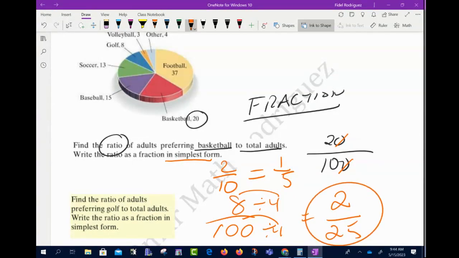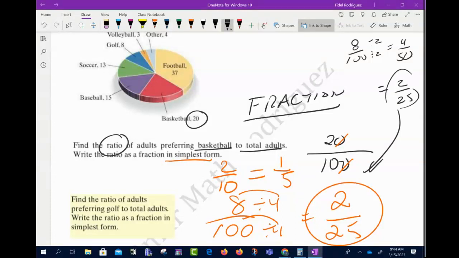Guys, remember, if you want to, you can go slower. You can say, look, let me divide them both by 2. Half of 8 is 4, half of 100 is 50, right? So if you wanted to, just an alternative, if you divided them by 2, that would be 4, and that would be 50. You can divide them by 2 again. That's going to be 2. That's going to be 25. You get the same answer, right? Which way is better? It's up to you, right?